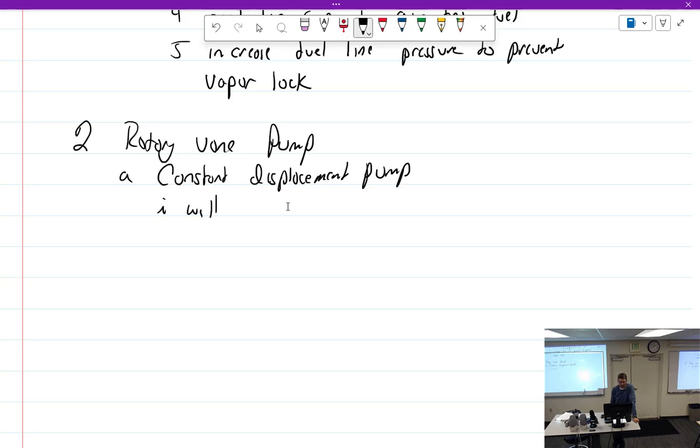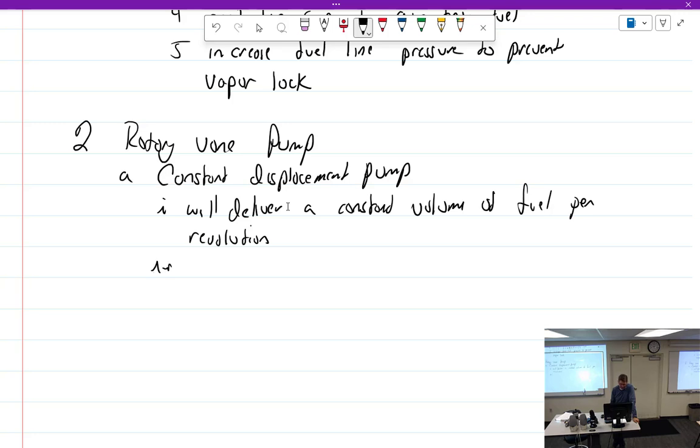So we'll deliver a constant volume of fuel per revolution. Two, a pump does not pump pressure. A pump does not pump pressure. What does it pump? Volume.